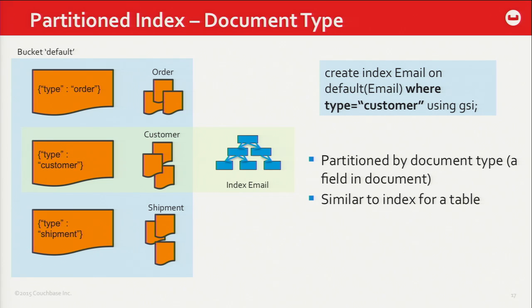This is very similar to how you index in a relational database, because in a relational database, you build an index on the table. Here I want to build an index on particular types of documents within your bucket. So they are functionally equivalent.